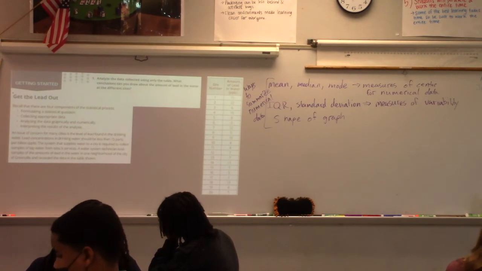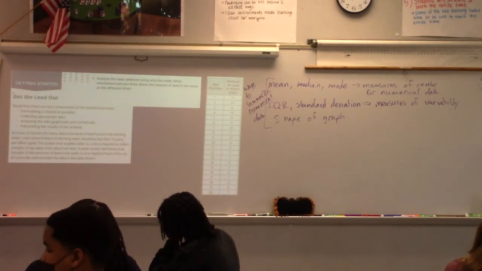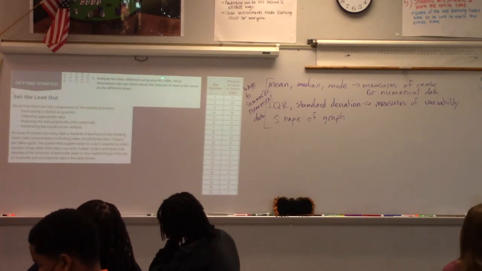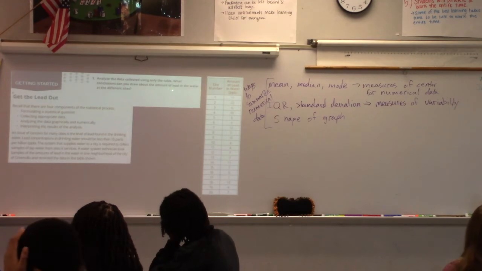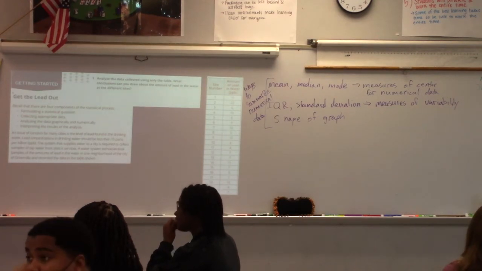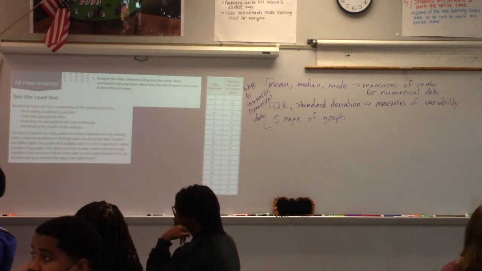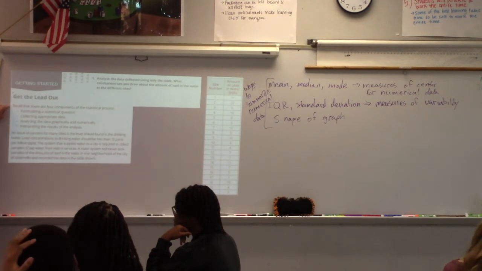And so what we are looking at here is question one. We're going to analyze the data collected using only the table. What conclusions can you draw about the amount of lead in the water at the different sites? So what we want to notice here is this: there are four components of the statistical process. You need to know these four because they're going to impact your ability to do data analysis.